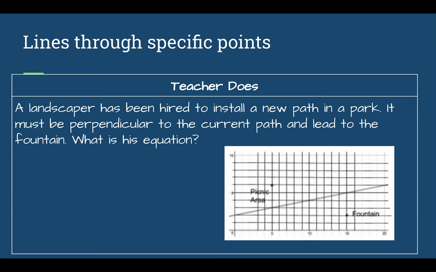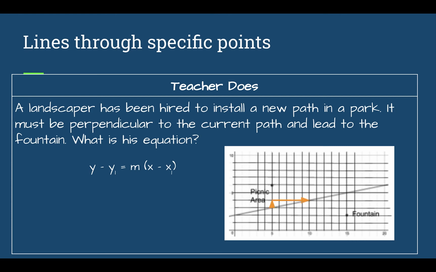Next, let's look at a real example. A landscaper has been hired to install a path in a park. It must be perpendicular to the current path and lead to the fountain. What is his equation? So first, let's start with our point slope. We need to figure out what point and the slope.